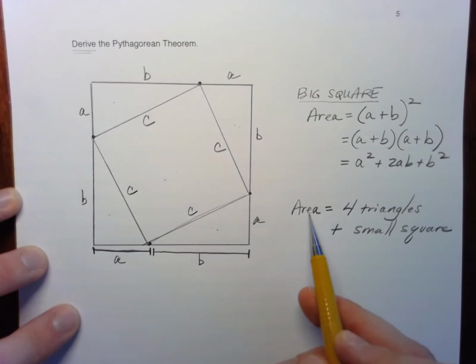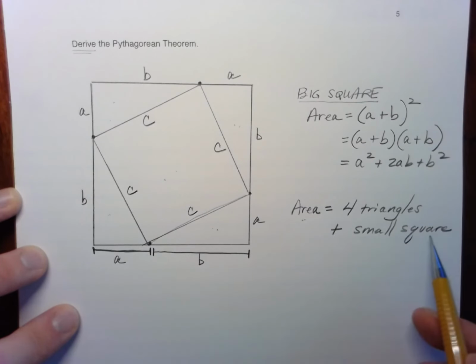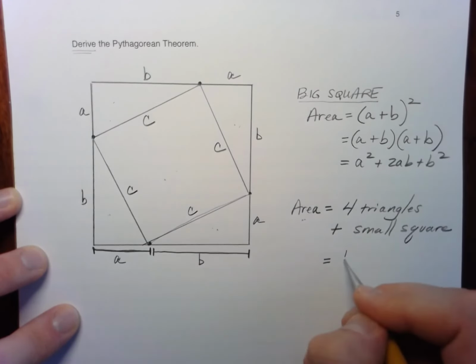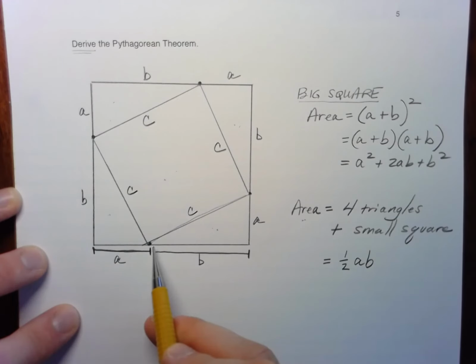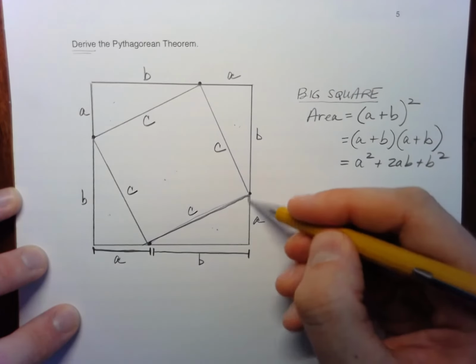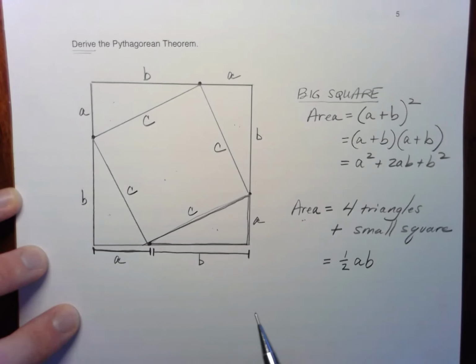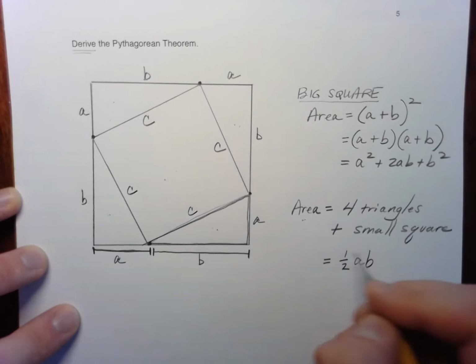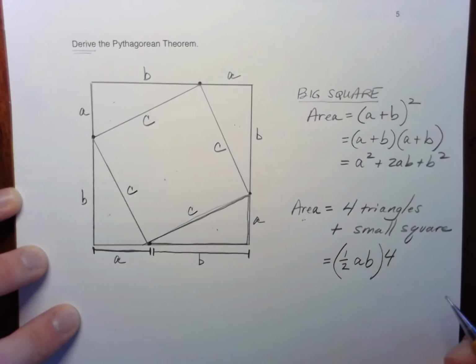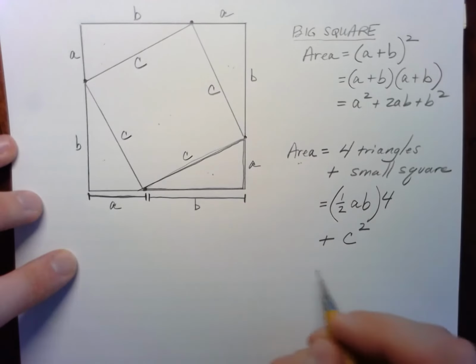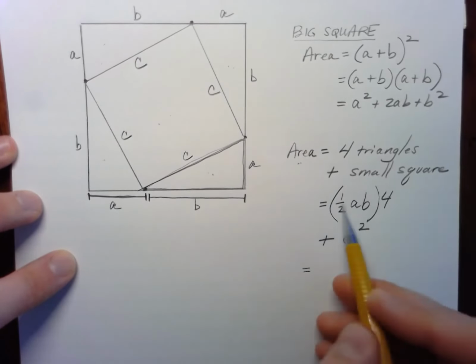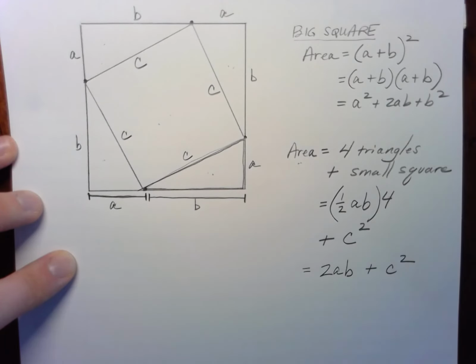So using this method, four triangles plus the small square, well, each of the triangles is going to be 1/2 AB, because it's my base and my height here, okay? 1/2 AB, and I'm just looking at any of these, it's the same thing because they're all identical, so I'm just looking at this right here, okay? 1/2 AB, and then there are four of those, so I'm going to multiply by 4, and then I'm going to add the area of the smaller square, which is just C squared, okay? So going this method, the 4 and the 1/2 cancel and give me 2AB plus C squared, okay?